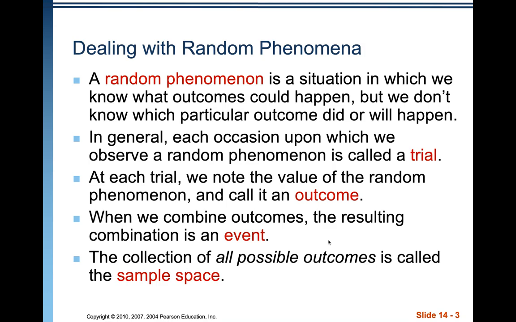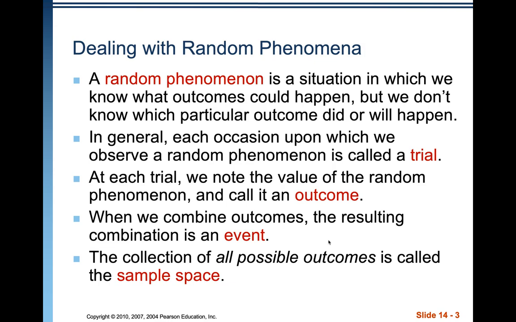Okay, so let's review in statistics what we mean by a random phenomenon. It's a situation in which we know what outcomes could happen, but we don't know which particular outcome did or will happen, and there's typically a pattern to the occurrence. In general, each occasion upon which we observe a random phenomenon is called a trial. At each trial, we note the value of the random phenomenon and call it an outcome. So each trial has an outcome.